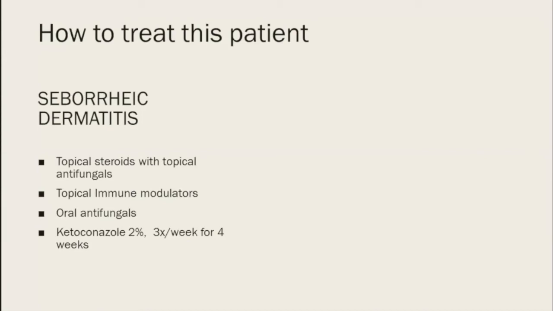So the predilection sites are V of chest and back, tapos sa hairline, and then in between the eyebrows, nasolabial folds, and the ears. And then we can also give ketoconazole 2% thrice a week for 4 weeks.